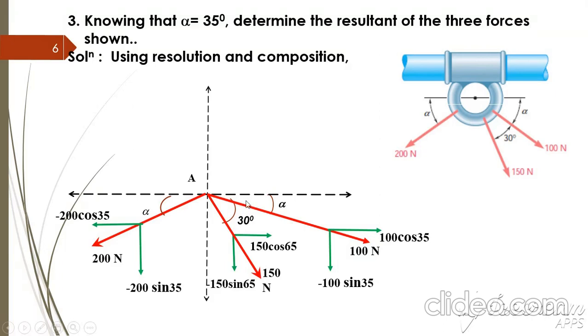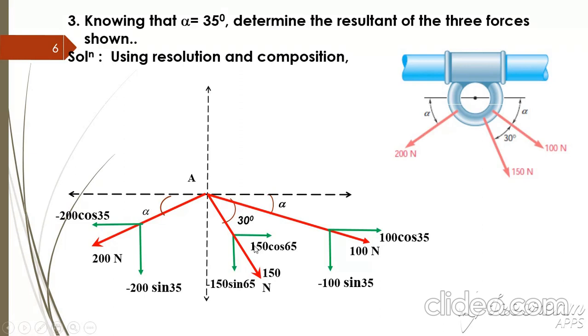Here students are making mistakes. There are many chances. So here you have to see very clearly where the angle is provided. The angle with respect to the x-axis of 150 is equal to this 30 plus 35 degrees. 30 is the angle given between only 150 and 100 Newton.